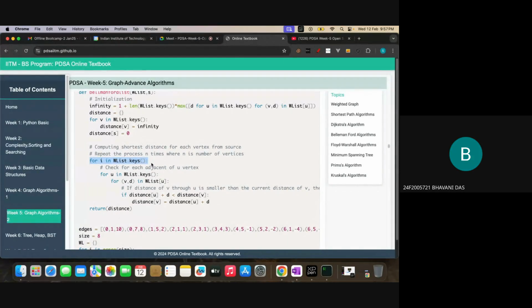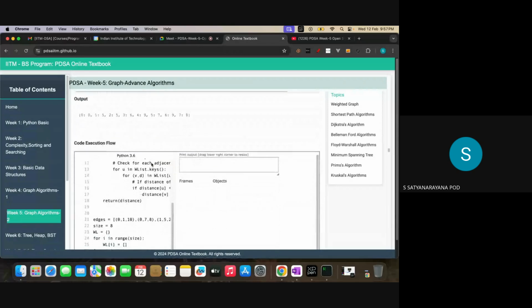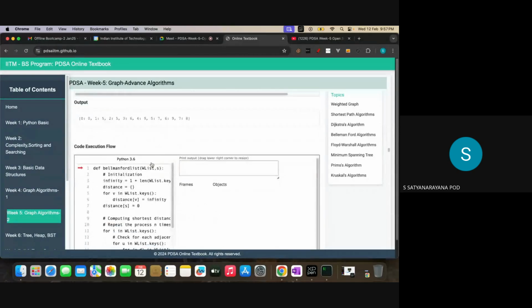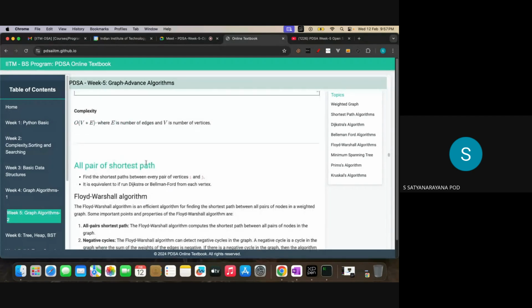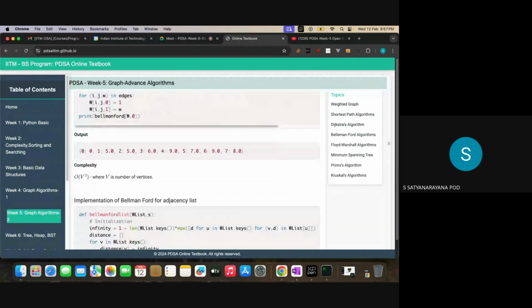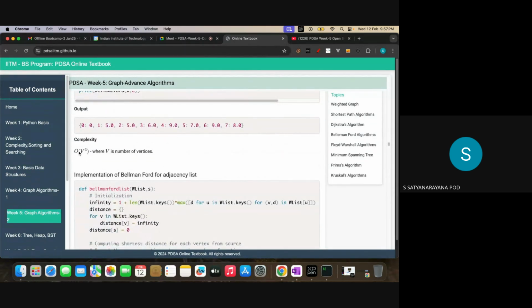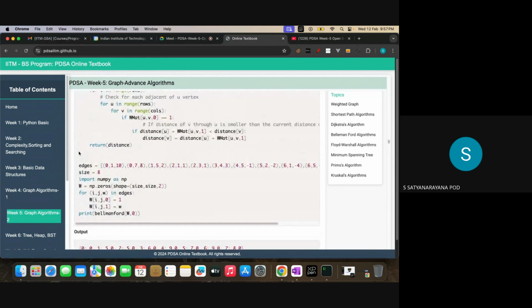It is n cube. Please see that it's n cube. So it is V cube or n cube, both of them. If it is an adjacency matrix, here it is n cube. But whenever it is an adjacency list, they are taking a different complexity.